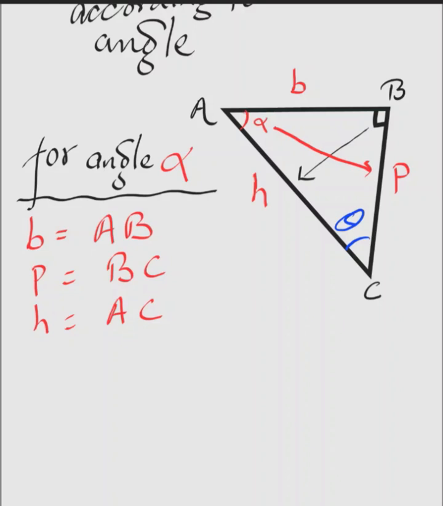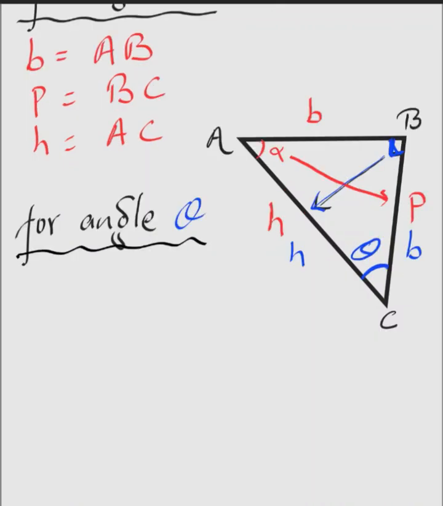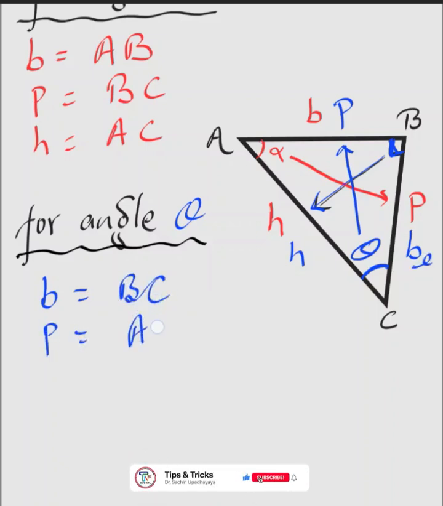Let's see again for theta. Okay, let's move the triangle a little below. Now for angle theta, see this is theta and this is the right angle. So when there is a right angle and the angle is made, that side is always the base. Opposite to the right angle is always the hypotenuse. The side opposite to the angle theta is always perpendicular. Now what changed? B for theta is this one, right? So B is BC, P is AB, H is AC.